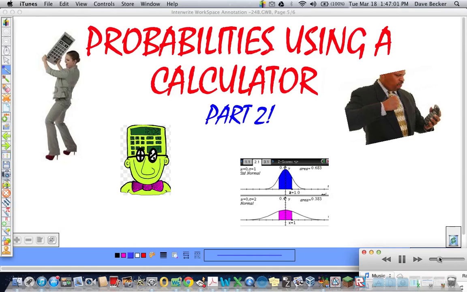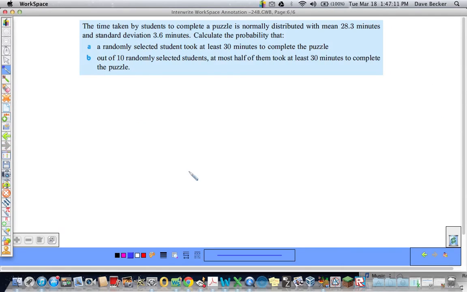We'll check back in with Tom a little bit later so we can continue to discuss probabilities using a calculator. This is part 2. We only have one, count 'em, one more example to go. So, what do we have here?